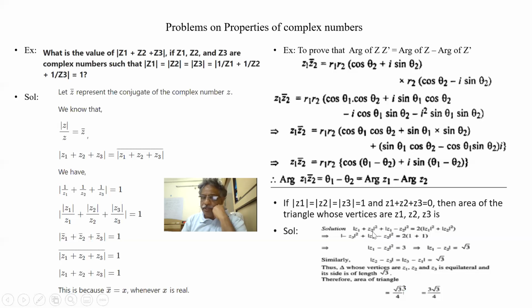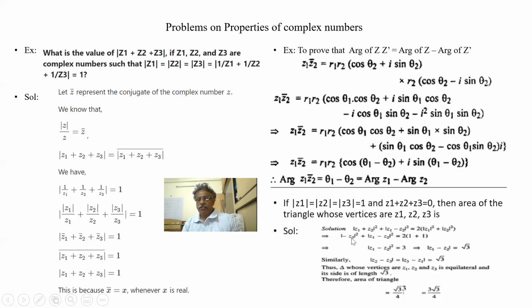Let us see this one. What is a plus b whole square? A square plus b square plus 2ab. And a minus b whole square is a square plus b square minus 2ab. 2ab gets cancelled, so it is 2 into a square plus b square. So we have given Z1 plus Z2 is equal to minus Z3. So minus Z3 mod, or Z1 minus Z2 I am keeping as it is, whole square. So 2 into mod of Z1 square plus mod of Z2 square. Mod of Z1 is 1, mod of Z2 is 1, so 2 into 2, 4.